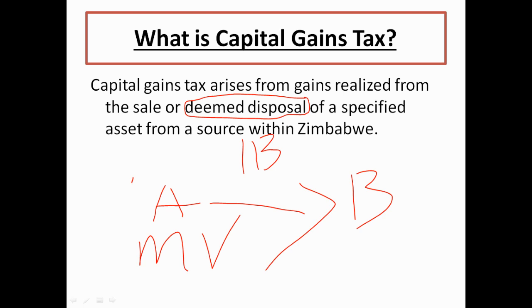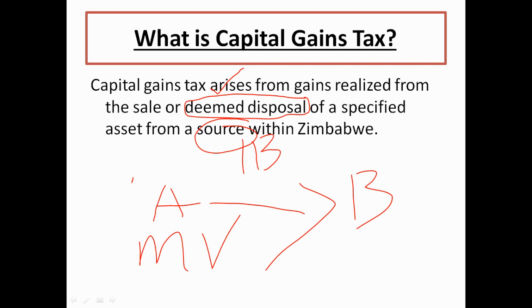That will be the gross capital amount. We'll explain the gross capital amount later. But that's what we mean by a deemed disposal of a specified asset from a source. This one is important, from a source within Zimbabwe.